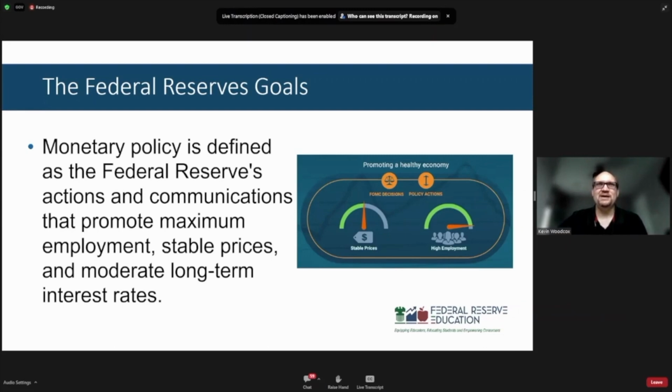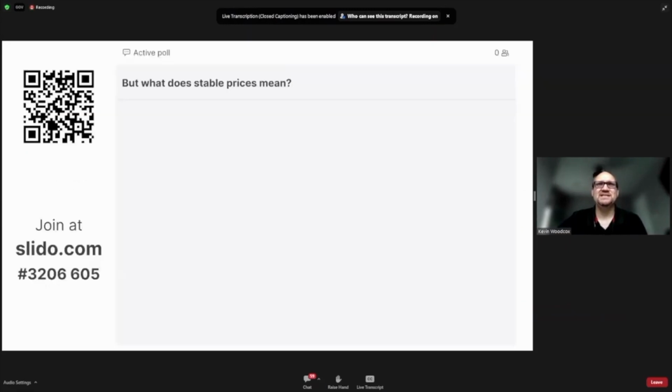So I have a question for you, however. What are stable prices? What does that mean? Maximum employment could be 0% of people who want a job being unemployed. But what does stable prices mean?